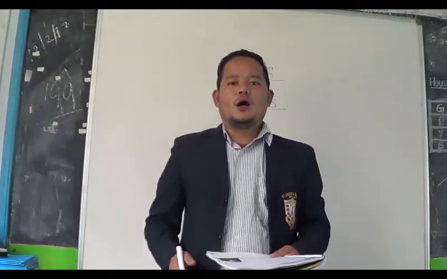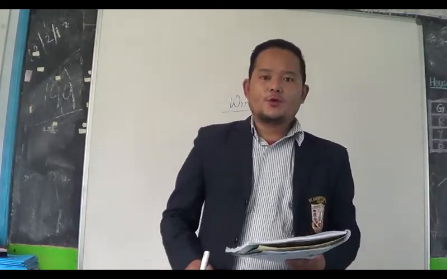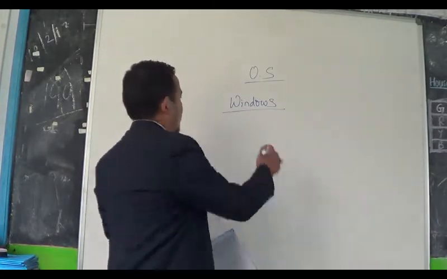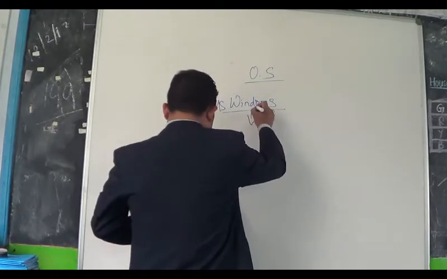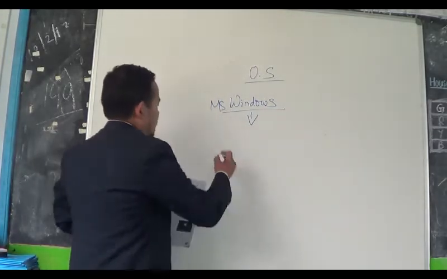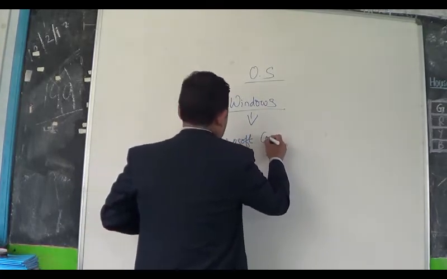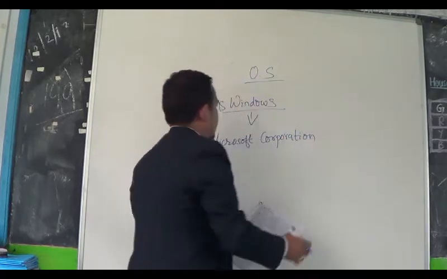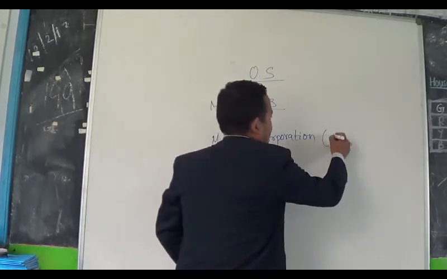Okay, next we'll learn about MS Windows operating system. MS Windows is the most popular operating system. This MS Windows operating system is made by the company named Microsoft Corporation, which is in the USA.